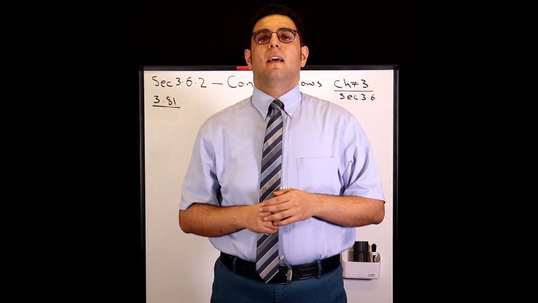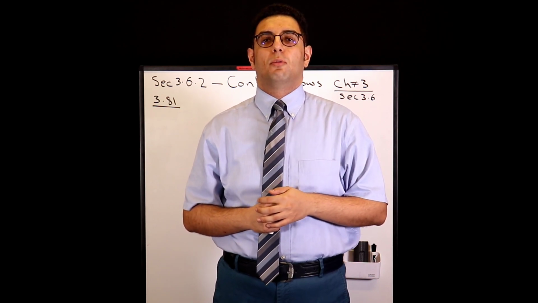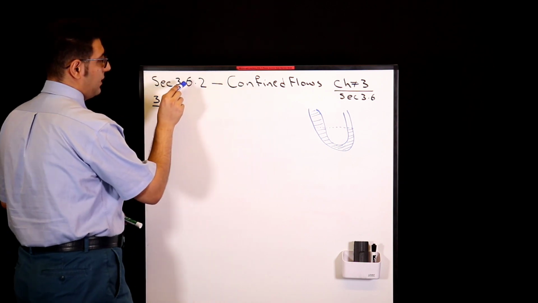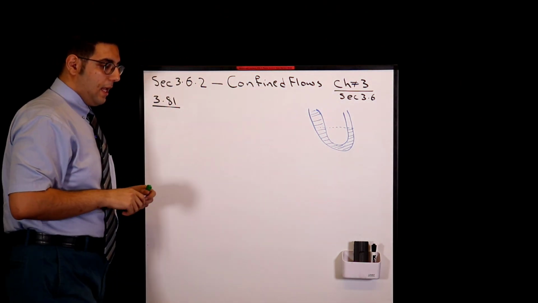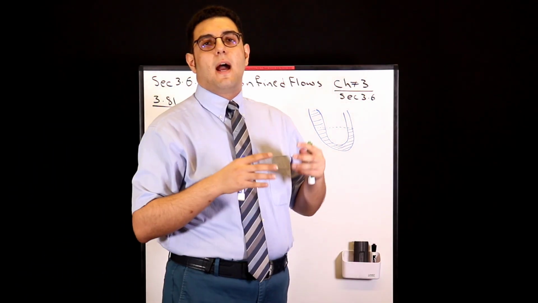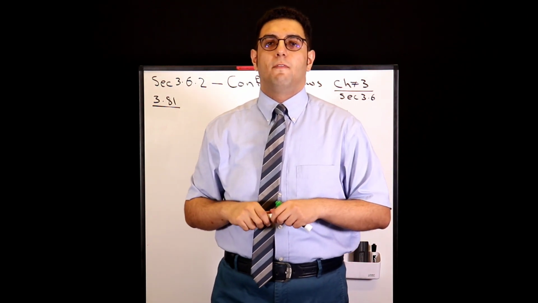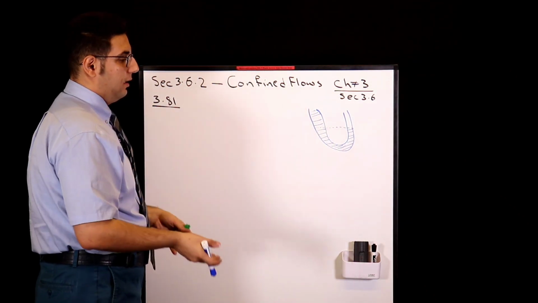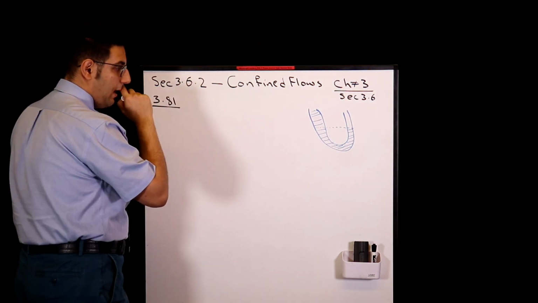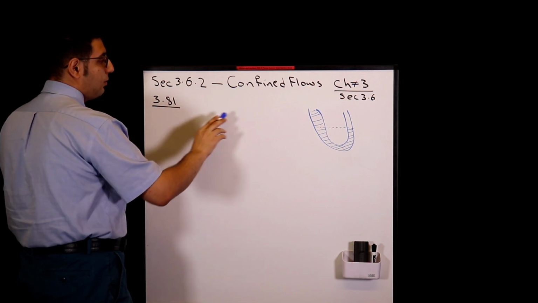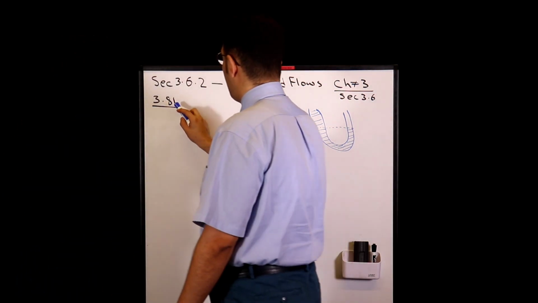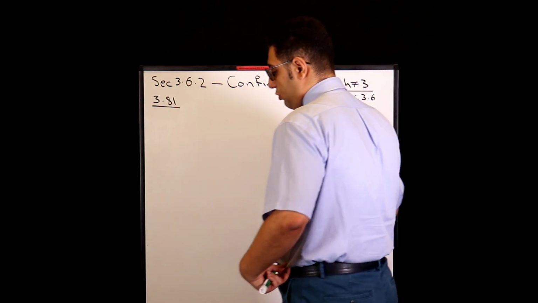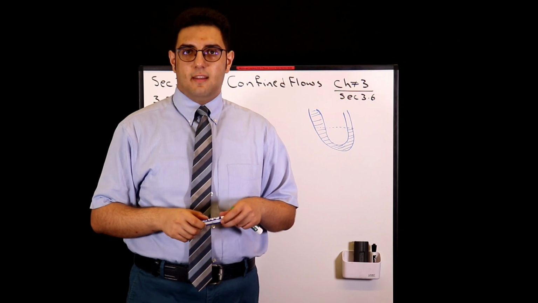In this session, which is the fifth session of the tutorial for chapter 3, I'm going to solve a question from section 3.6.2, which is about confluent flows. You might wonder why I haven't solved a question from section 3.5. Actually, I decided to have the whole of the instruction for both section 3.5 and section 3.6 in just one comprehensive question. The question number is 3.81 from section 3.6 of chapter 3 of the book Munson, 6th edition.